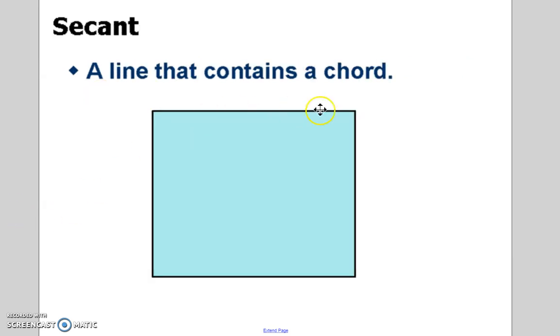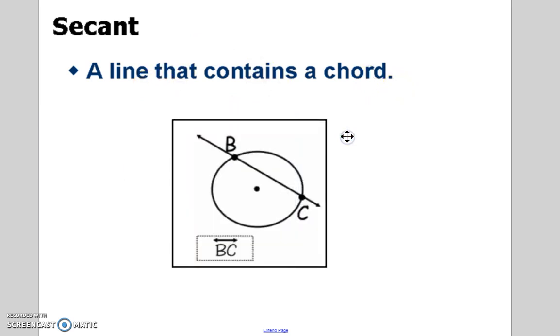A secant is a line that contains a chord. So it's just a line that goes through a circle. If that line goes through the center, it's still called a secant because it's containing the chord of the diameter. But a secant is just, think about a chord that then extends in both directions. So secants are lines and chords are segments. That's going to be important.